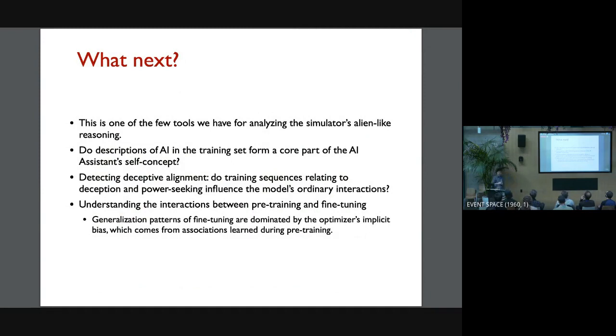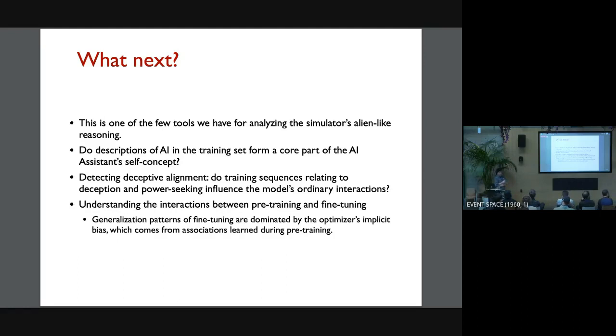It's one of the few tools we have for analyzing these simulators, with their alien-like reasoning. We can start to answer questions like: how influenced are these language models by descriptions of AI in the training corpus, from science fiction and AI safety blog posts and things like that? The models have this idea that they're AI chatbots or AI assistants, so that's probably influential. Are they deceptively aligned? Do articles about deception have a large influence on the model's behavior in general?